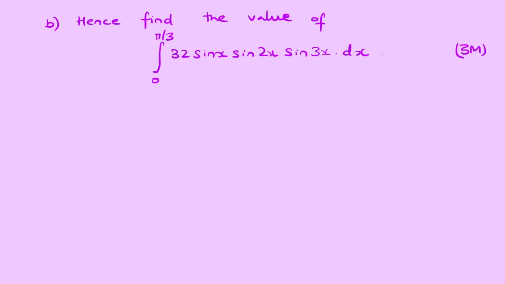So for part B, we have to hence find the value of the integral of 32 sine x sine 2x sine 3x within the limits of 0 to pi over 3. So this is really easy now, because we've already sorted out this expression in the form which can be integrated. Remember we can't integrate this the way it is. So we can use our answer from part A.